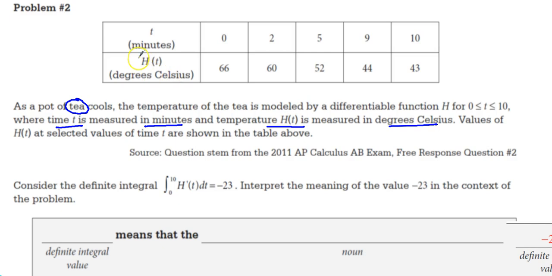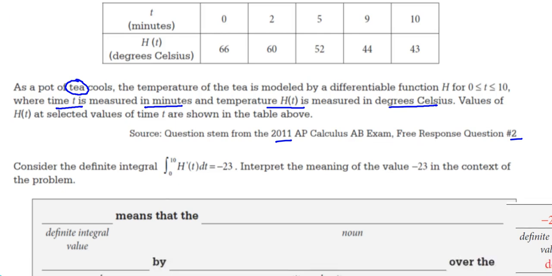Remember, this is not a rate. This is just the temperature. At t equal to 0, the initial temperature is 66, and you can see the tea is cooling down. Okay, this is the 2011 AP exam, and question number 2 means this was with calculator. This was the traditional questions. So let's take a look at this integral.